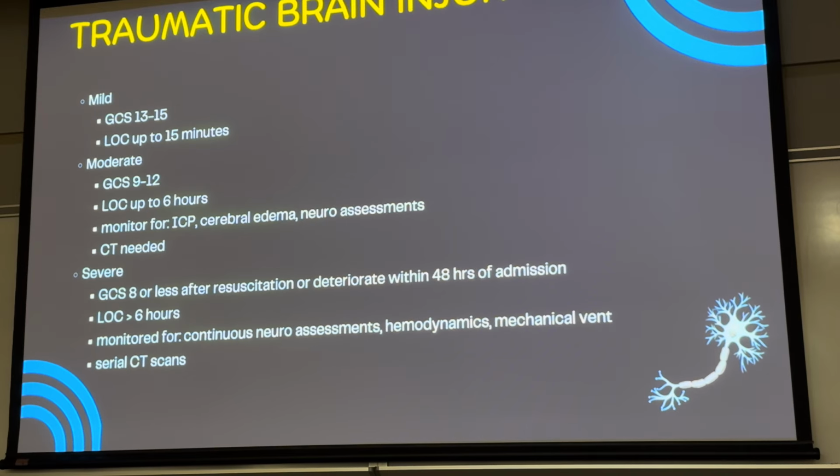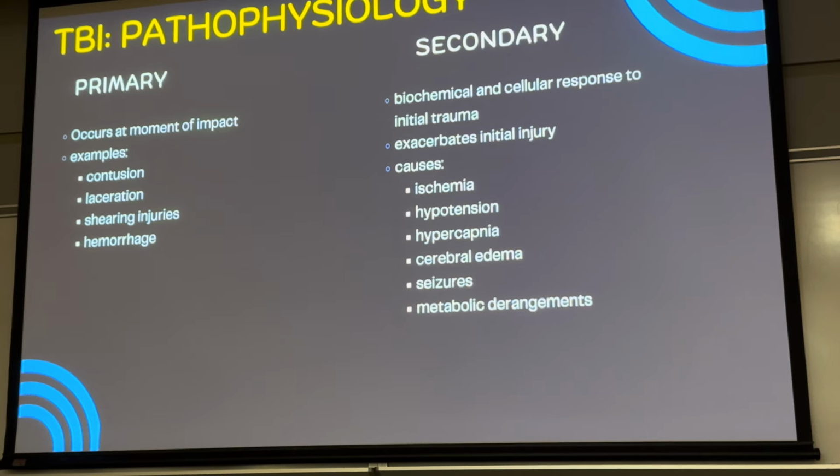Frequent neuro assessments, make sure we have our hemodynamics in check, our vital signs in check, and frequent CT scans as well. Remember, they can kind of fluctuate between any of those. So they go mild, moderate to severe. Usually we're going to increase.